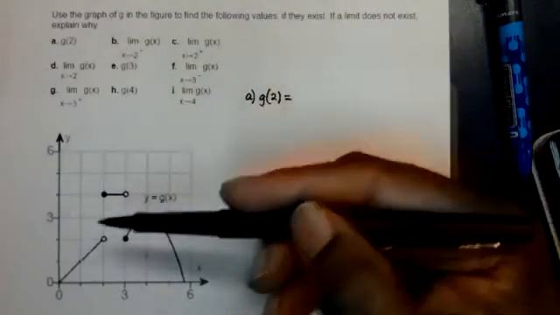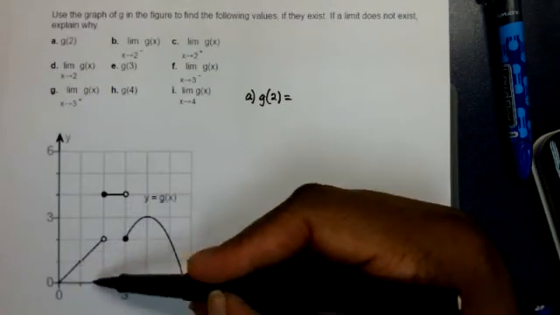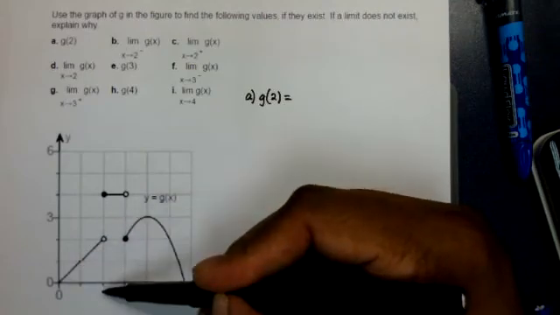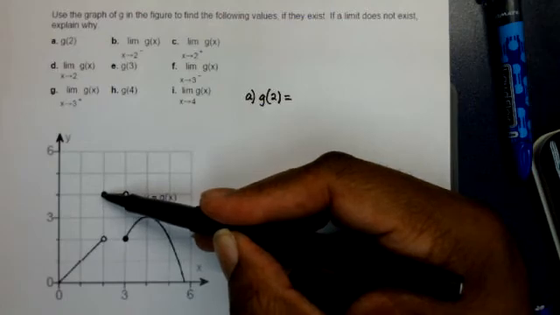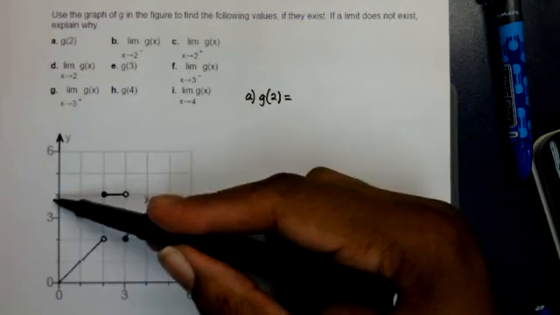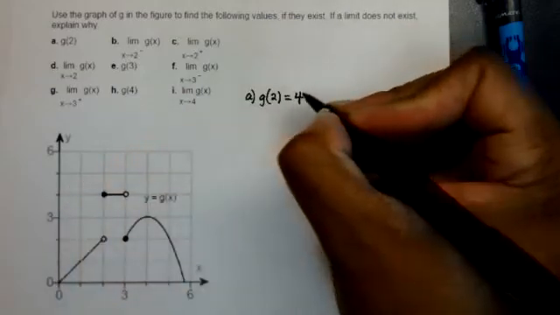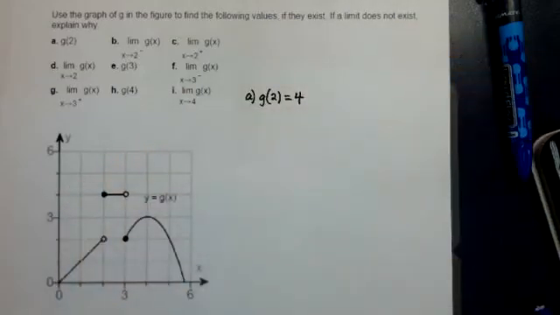All right, g of 2. Let's find out what the function value is when x is equal to 2. Well, here's 2. At 2 is this point right here, and the corresponding y value for that when x is equal to 2 has to be 4. So g of 2 is equal to 4.